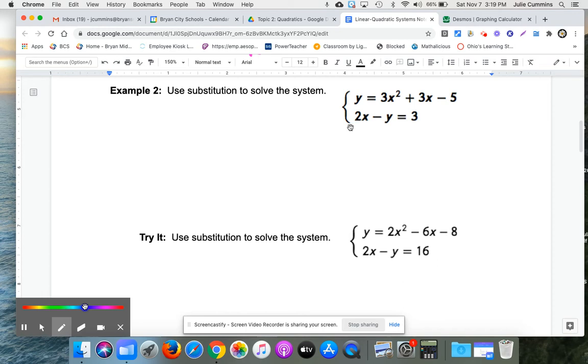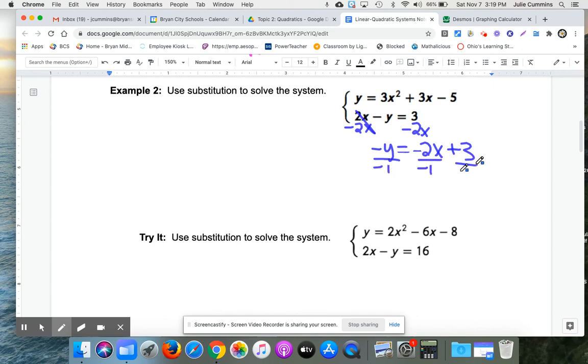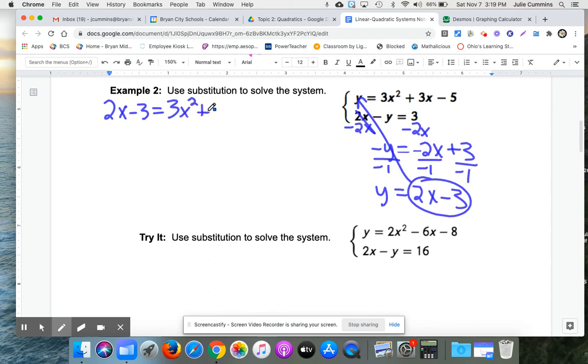I'm going to solve this one for y. I'm going to start by subtracting 2x from both sides, which gives me negative y equals negative 2x plus 3. Then I'm going to divide everything by negative 1, so it gives me y equals 2x minus 3. Now I've got the linear equation solved for y. I'm going to take all of this and plug it in for y over here. So I get 2x minus 3 equals 3x squared plus 3x minus 5.